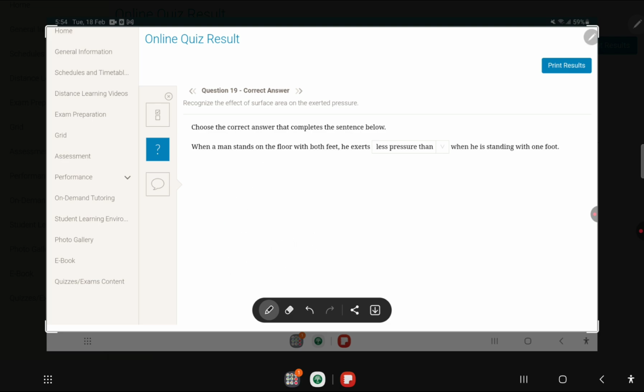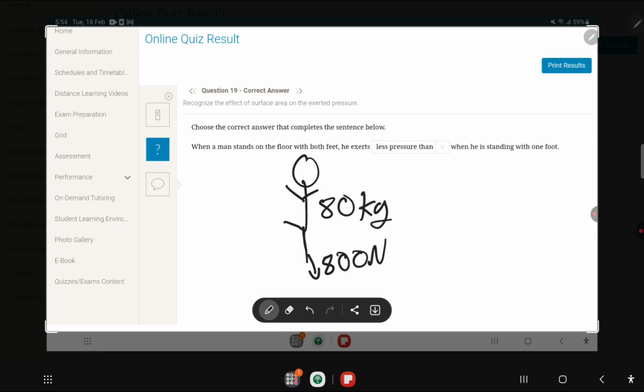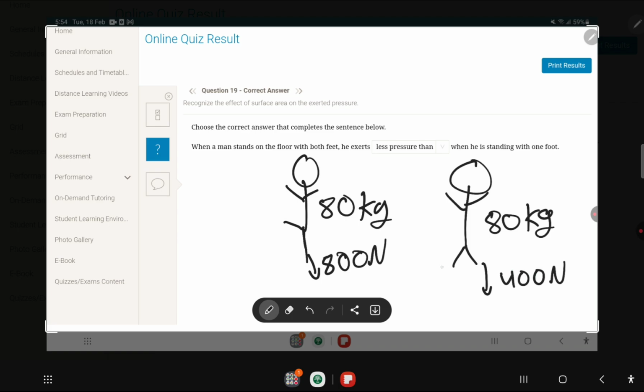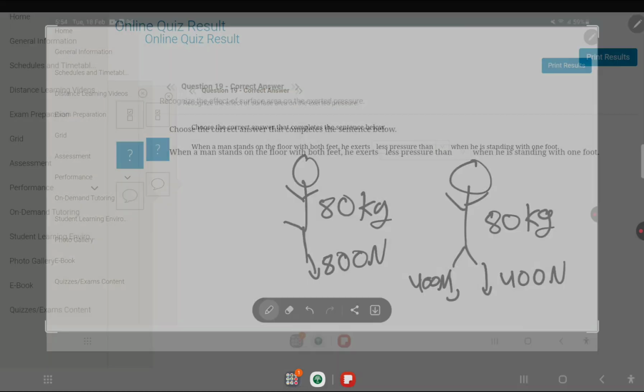But if this person is standing on one leg and he's still 80 kg, all this weight will be put on his leg. 80 kg down, 800 newtons downwards, for example, here. So that's why if he stands on the floor with both feet, he exerts less pressure. You can think of it logically in the exam like this. 400 newtons, 400 newtons. That's it. All right, on to the next.